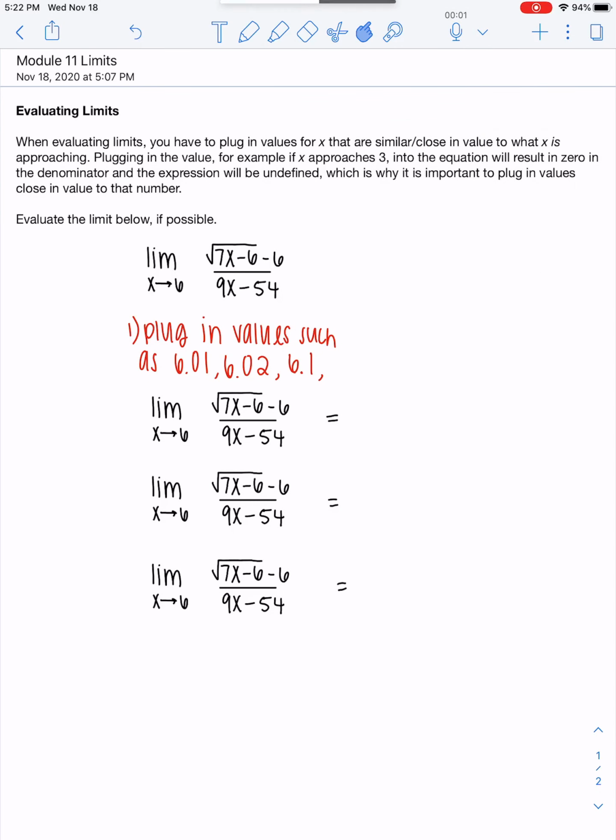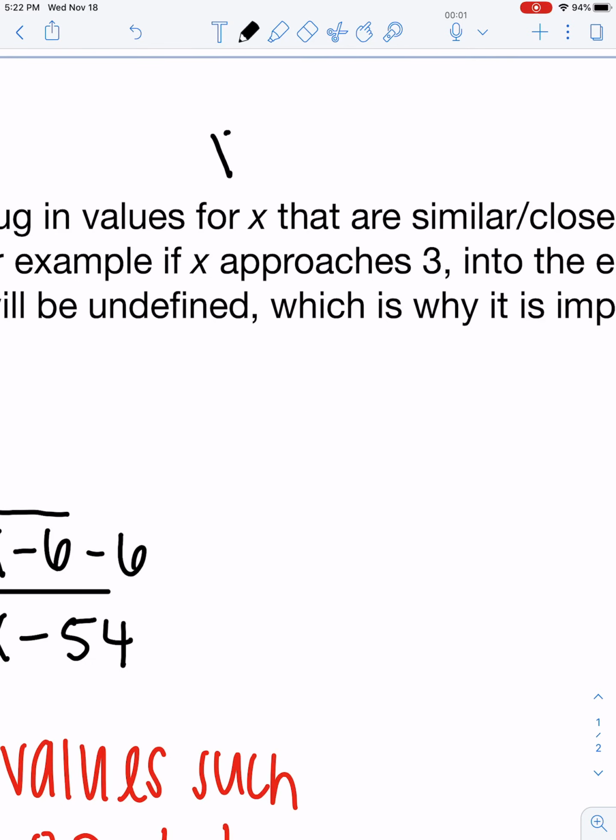So my objective is evaluating limits. When you're evaluating limits, you have to plug in values of x that are close in value to what x is approaching. Plugging in a value, for example, if x approaches 3, which would look like this.